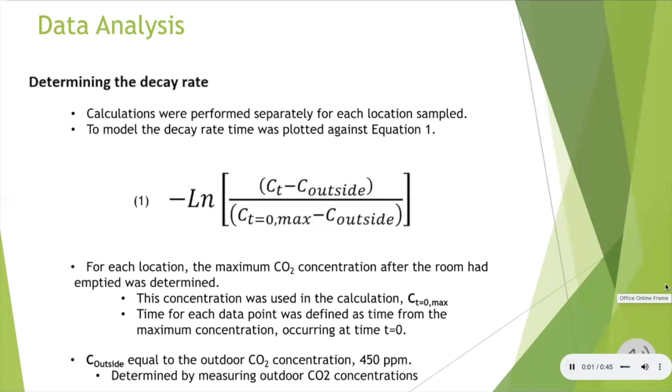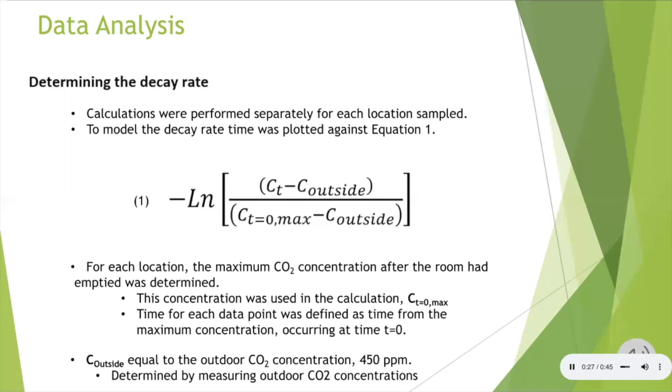The data collected from the tests was used to analyze the ventilation conditions at different locations. First, the carbon dioxide decay rate was determined for each location. This was done by plotting equation 1, as shown, versus the time after the maximum concentration occurred. The decay rate demonstrates the rate at which carbon dioxide is being removed from the location. This can be used as an indicator of the risk of transmission of COVID-19 or other similar airborne diseases.